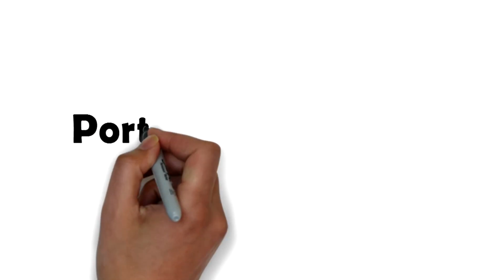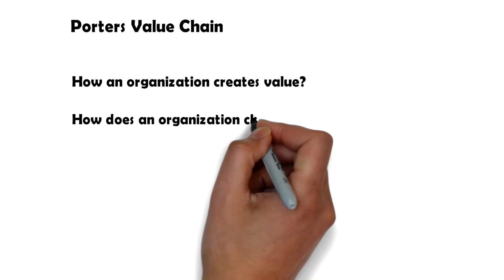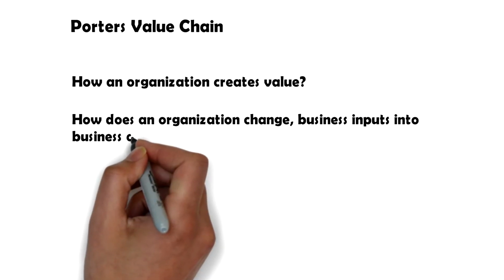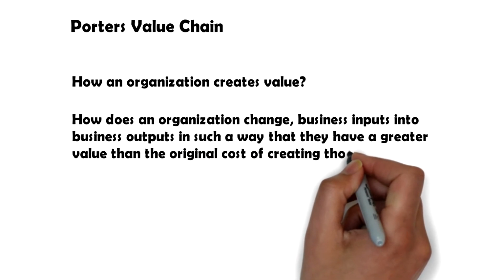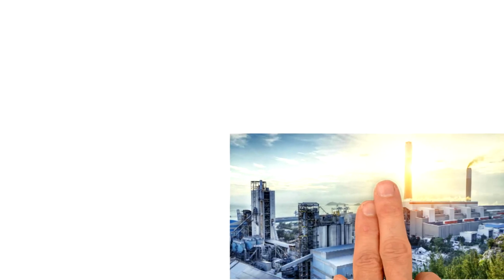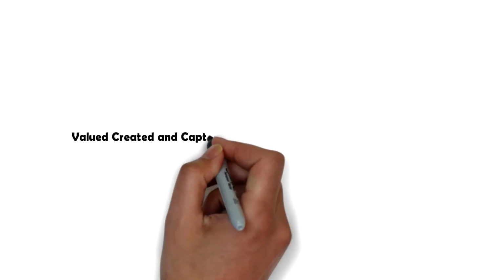Porter's value chain. Understanding how your company creates value and looking for ways to add more value are critical elements in developing a competitive strategy. Porter's value chain looks at how an organization creates value, how does an organization change business inputs into business outputs in such a way that they have a greater value than the original cost of creating those outputs. For example, manufacturing companies create value by acquiring raw materials and using them to produce a product. The value that's created and captured by the company is the profit margin. The more value an organization creates, the more profitable it's likely to be.